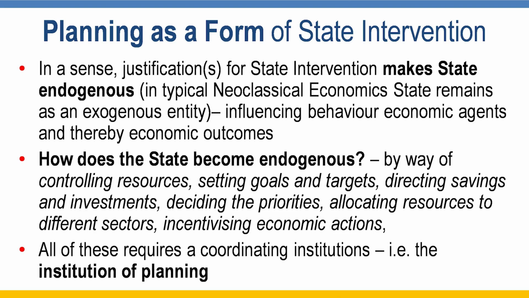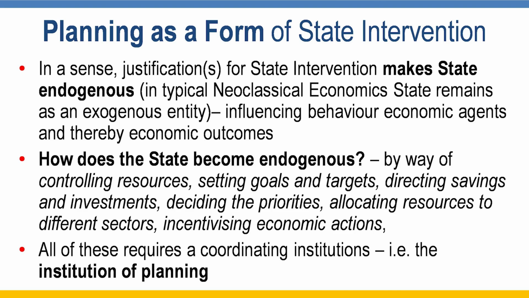So the state becoming endogenous and thereby influencing the behavior of economic agents and also the economic outcomes is something very important to understand. And when we have that, the question comes: how does the state become endogenous? How does it influence the economic behavior of agents and also the economic outcomes? It is by controlling different resources, by setting goals and targets, by directing savings and investment, by deciding the priorities, by allocating resources to different sectors, and also by incentivizing economic actions of individual economic agents. So this is how the state can become endogenous. It can influence the behavior of economic agents and also the economic outcomes.